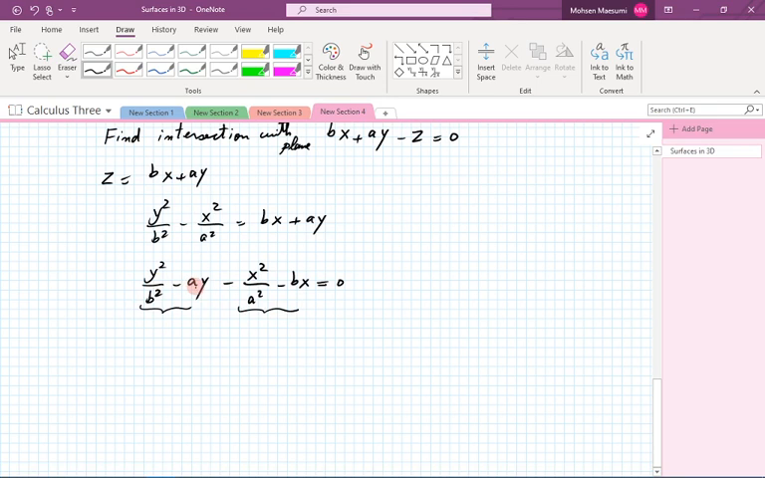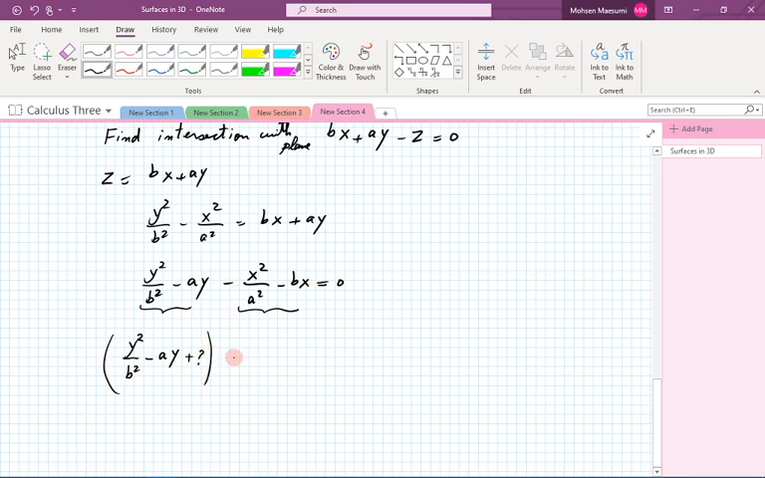So the question is, if I have these two terms, y squared over b squared minus ay, what should I add here? So it's a question, what should I add here so that these three terms become a complete square? So I want to make a complete square here.